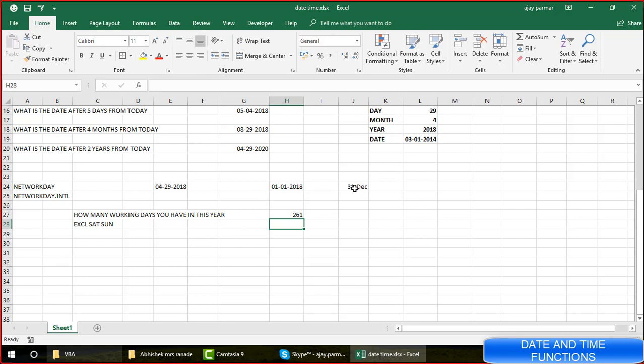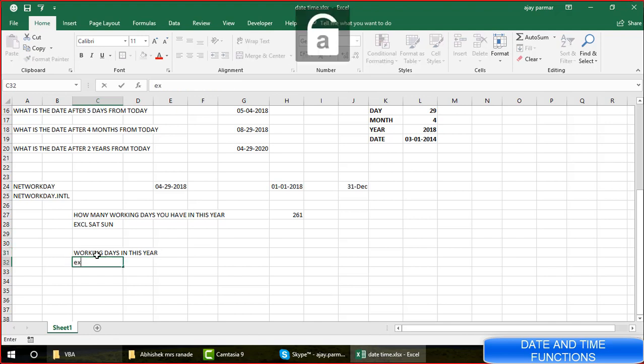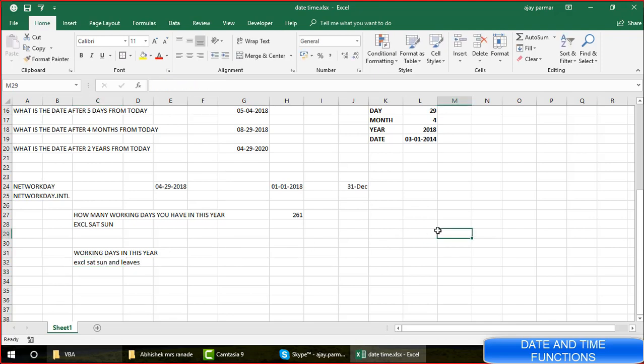You can make the chart also. You can go and write 1st Jan, 31st Jan, 1st Feb, 28th or 29th, whatever as per the year, and then see that number of days. This is what you'll get. You don't have to do all this, because there is a ready-made formula for this. But now the company says that, all right, I have started giving you the leaves also, right? So working days in this year, excluding Saturday, Sunday and leaves, for example. Now they said that, so these are the leave dates.